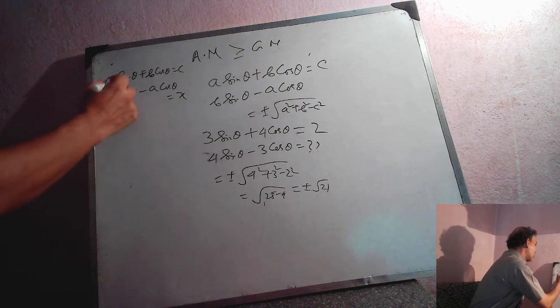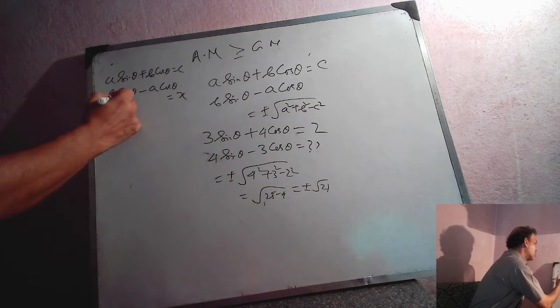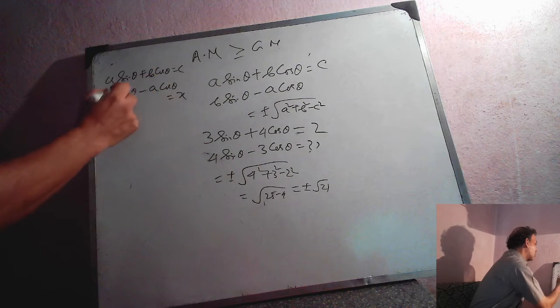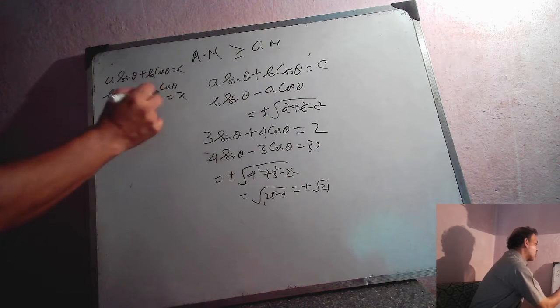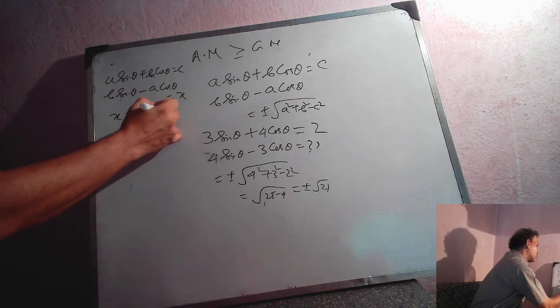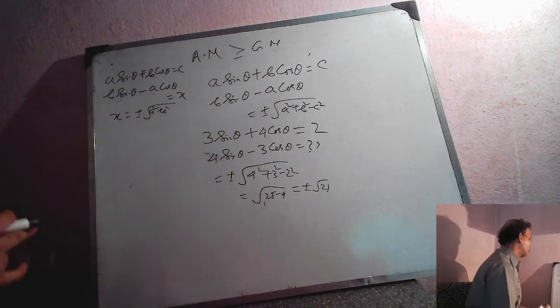Sin square theta common, a square plus b square. The 2ab terms cancel each other, plus 2ab sin theta cos theta minus 2ab sin theta cos theta. So this will come out plus or minus root a square plus b square minus c square.